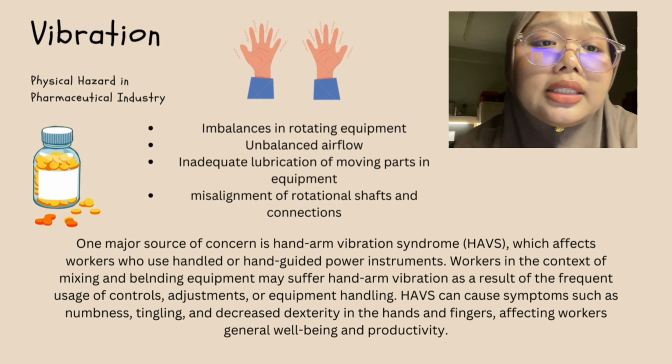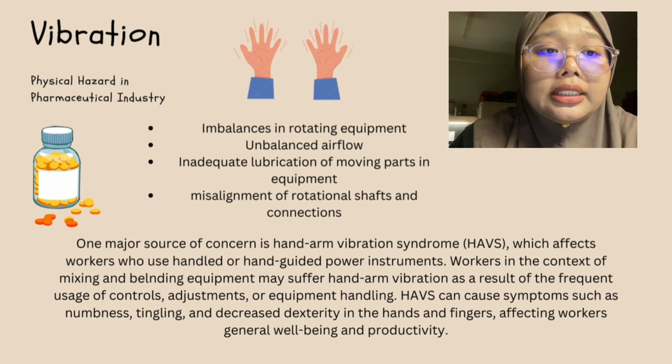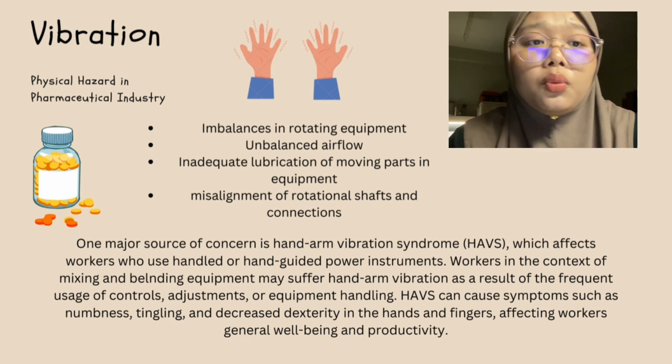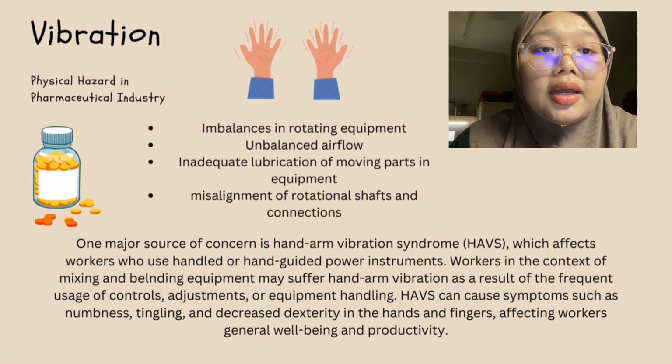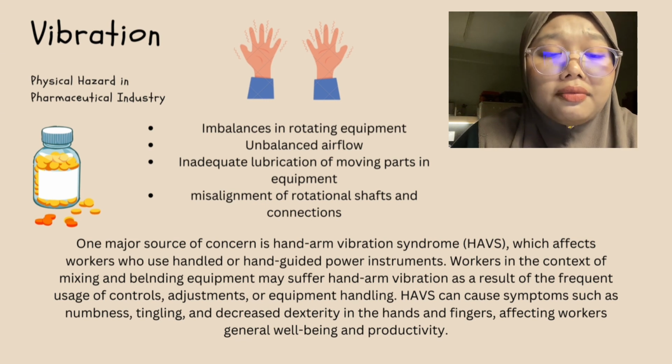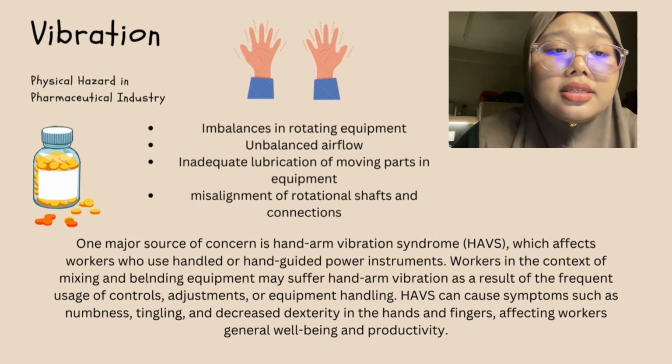This imbalance might be caused by uneven product distribution inside the machine, misalignment of spinning elements, or component wear and tear. Number 2, vibration can be caused by improper ventilation and airflow system design or maintenance. Unbalanced airflow, turbulence, or fan imbalances can all contribute to this.